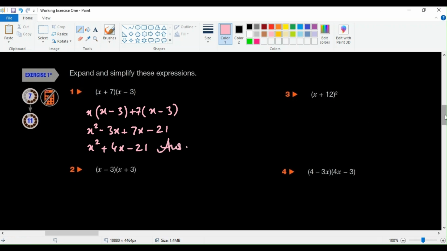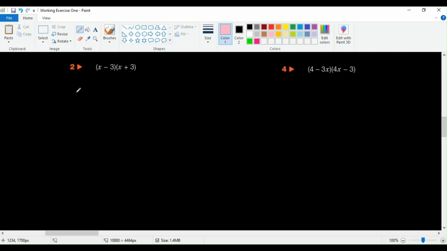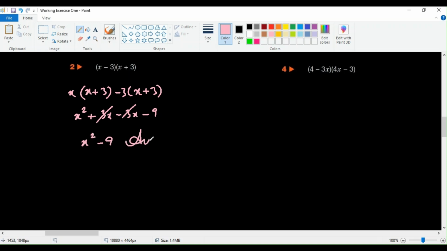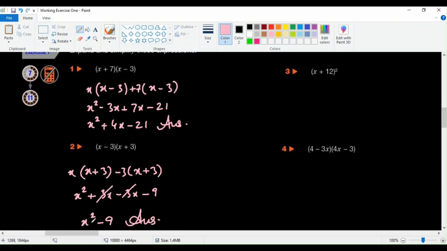Moving on to question number 2, x plus 3 is going to be written two different times this way, and then x minus 3 this way. So this gives us x square plus 3x, then comes minus 3x, and minus plus is a minus 9. So plus 3x and minus 3x is going to be cancelled. So x square minus 9 is going to be the final answer for this question. Moving on to question number 3.